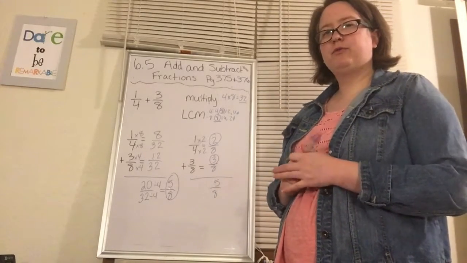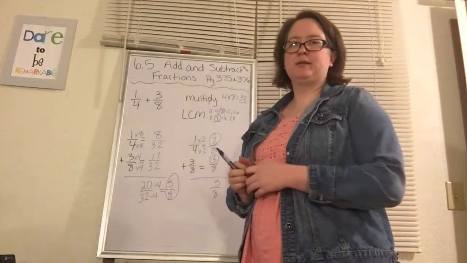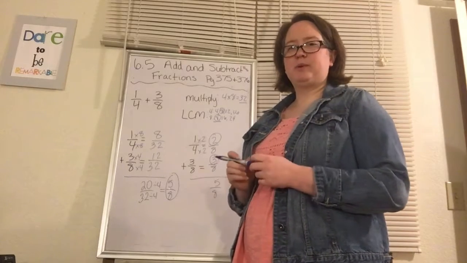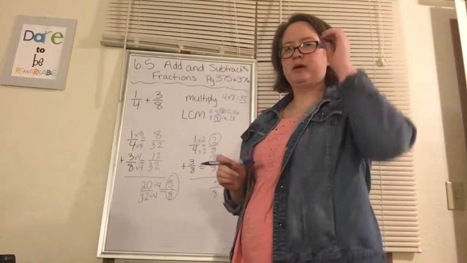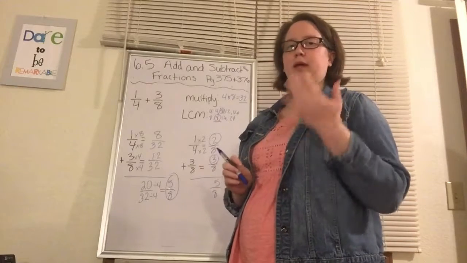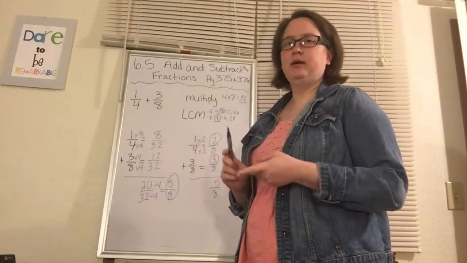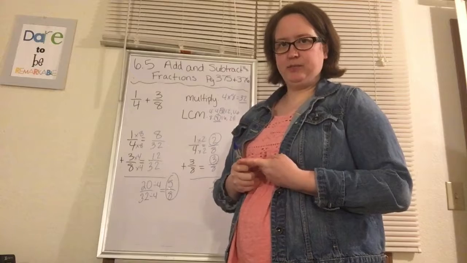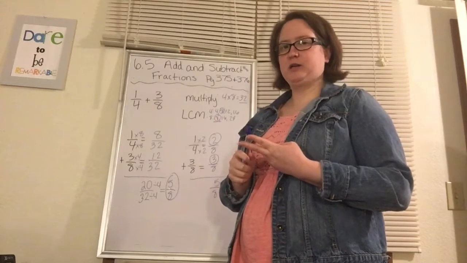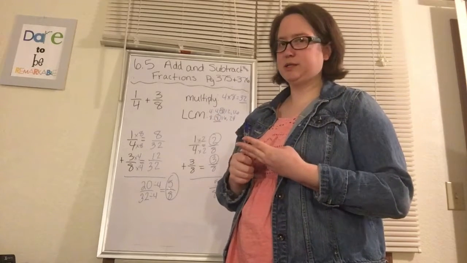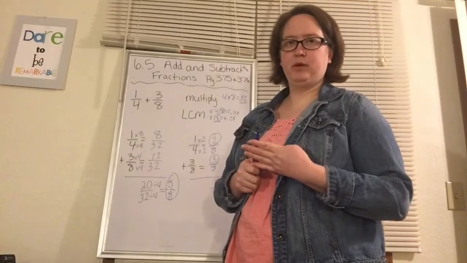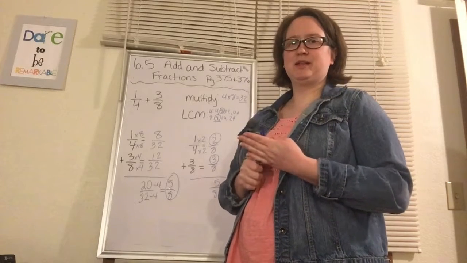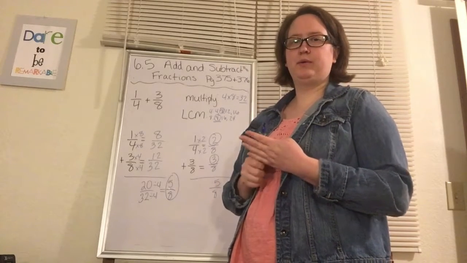I'm not going to run through the subtraction problem because of time, but that is the problem that I'm going to have you do here at the end of this video. Again, it's the same process. First you find your common denominator, then you find your equivalent fractions, then you subtract, and if you need to simplify, you simplify. Okay, we will discuss it when we come back.